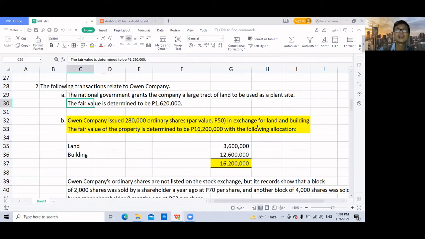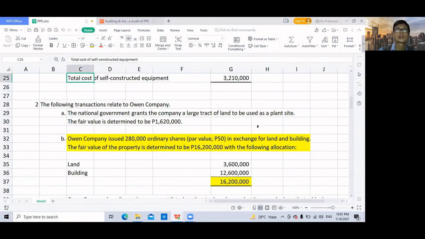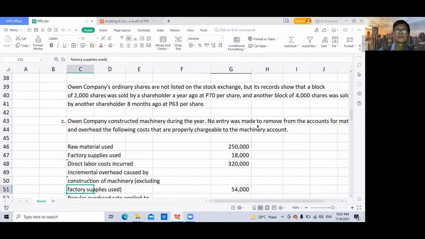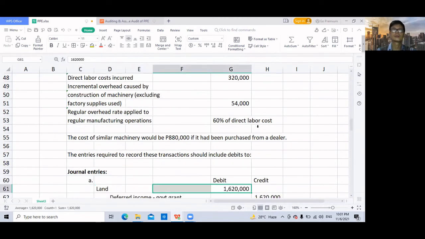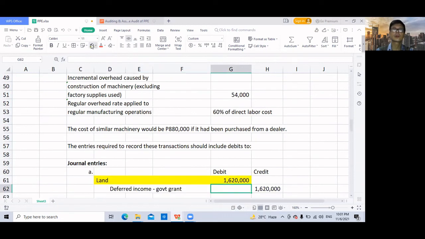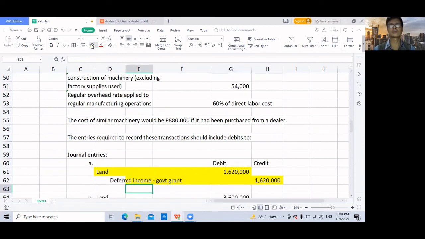So that should be a debit to land for 1,620,000, no? Okay, ayun. There. And then of course, yung deferred income, government grant, no? Okay, so that is 1,620,000. So it was credited dun sa government grant because it was given by the government.